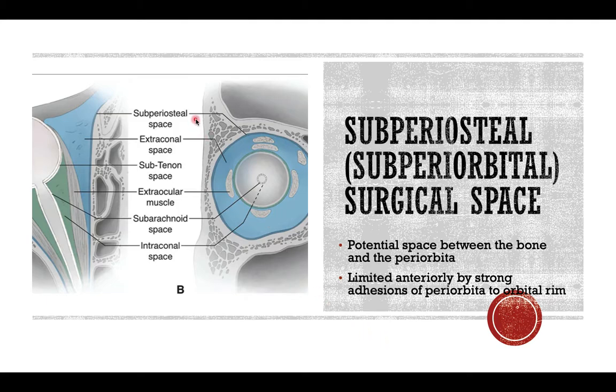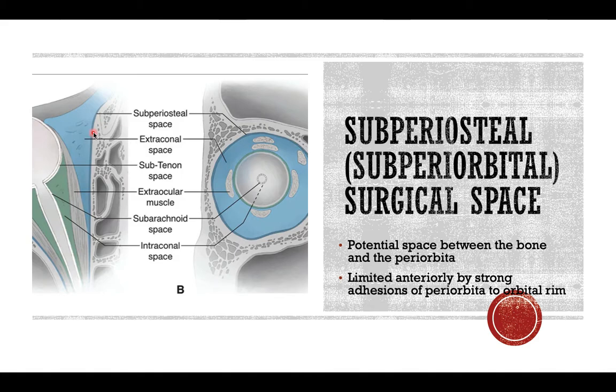This diagram shows us the different surgical spaces. Let's take them one by one. First, the subperiosteal space. It is also called the subperiorbital space. As we can see, it is a potential space between the bone and the periorbita. So here is our subperiosteal space. We can see it here. This is the bone and this is the periorbita. So this is our subperiosteal space.